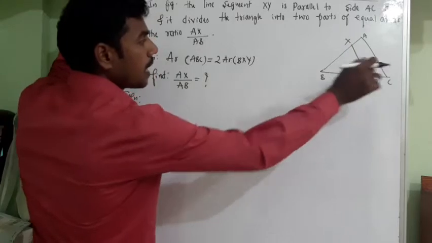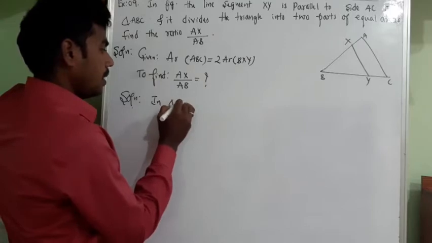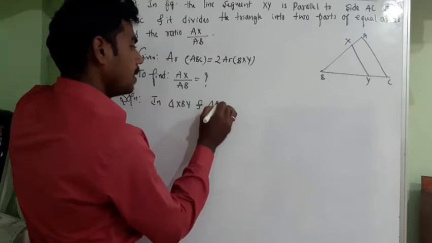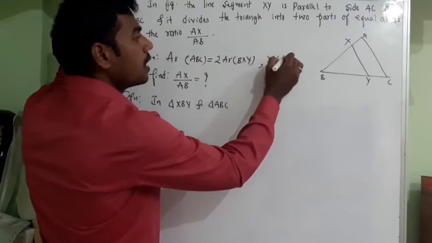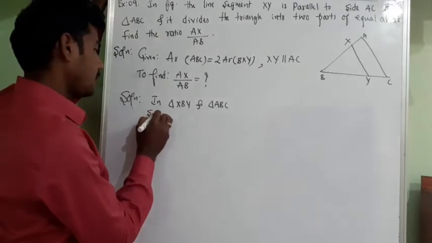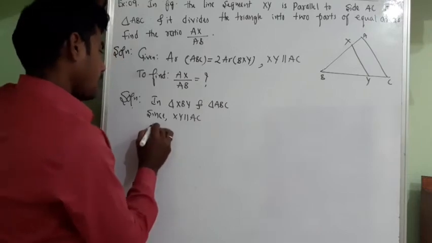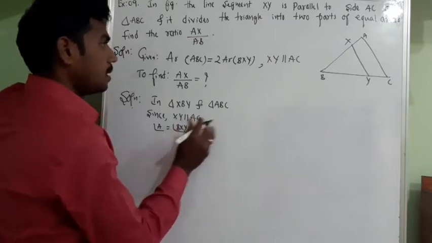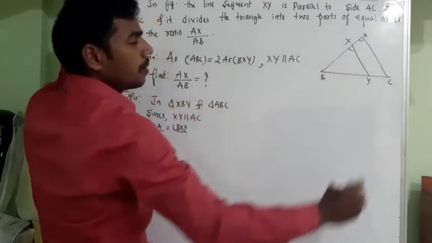First I will consider triangle XBY and triangle ABC. And here, what is one more thing they have given? XY is parallel to AC. Since XY is parallel to AC, what can I write? Angle A is equal to angle BXY. Since XY is parallel to AC, this angle will be equal to this angle. Corresponding angles.